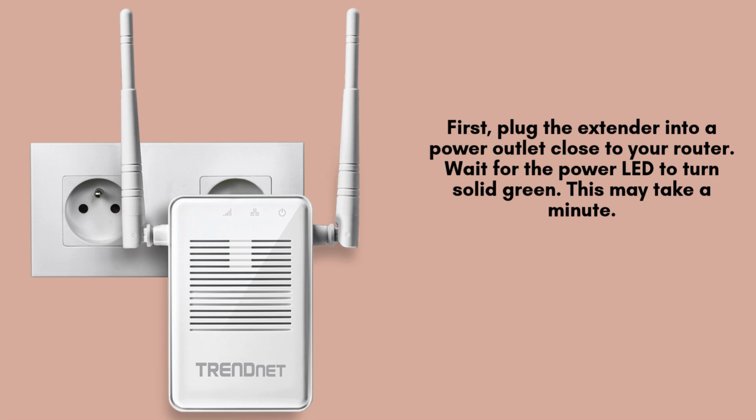First, plug the extender into a power outlet near your router. Wait for the power LED to turn solid green, which may take a minute. This ensures the extender is powered on and ready for setup.